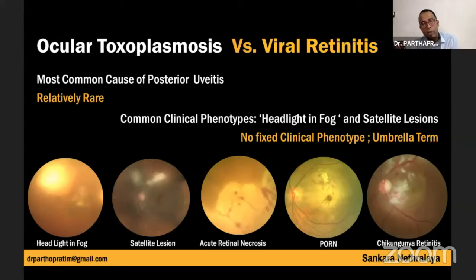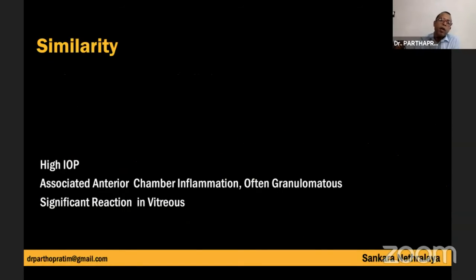It can present due to cytomegaloviruses. It can have a manifestation after febrile illness like dengue or chikungunya. So it has a broad spectrum, and all these terms come under an umbrella called viral retinitis. Now, toxoplasma and viral retinitis have certain similarities. Both these clinical entities can present as hypertensive uveitis. They can be associated with anterior chamber inflammation, often granulomatous, and they usually have a significant reaction in the vitreous.